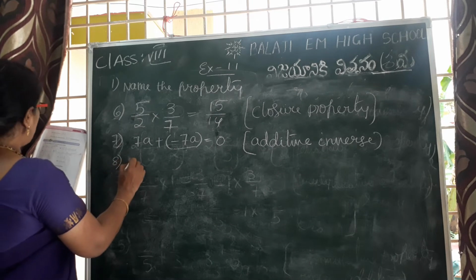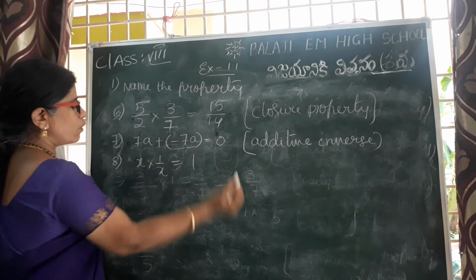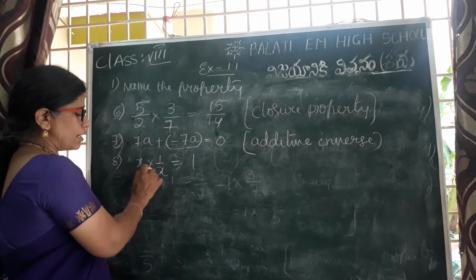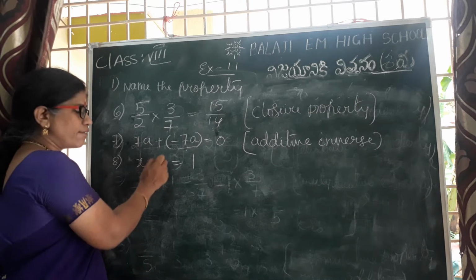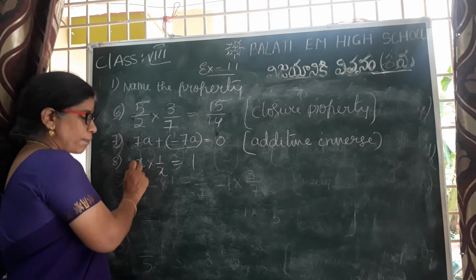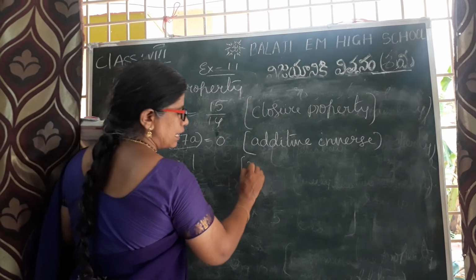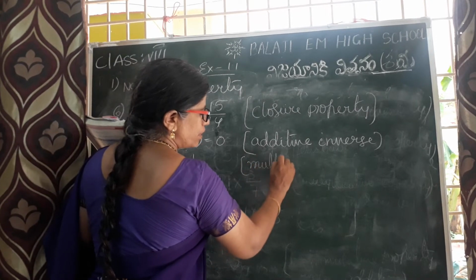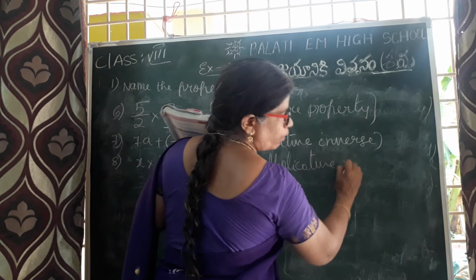Now coming to the eighth one, you have x into 1 by x is equal to 1. Here you are multiplying with its multiplicative inverse. The multiplicative inverse of x is 1 by x. We are multiplying x with its inverse to get 1. Therefore, we call it a multiplicative inverse.